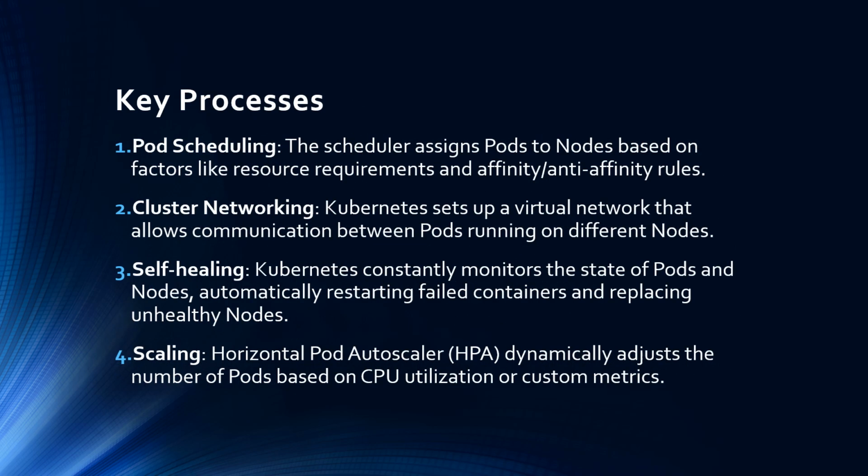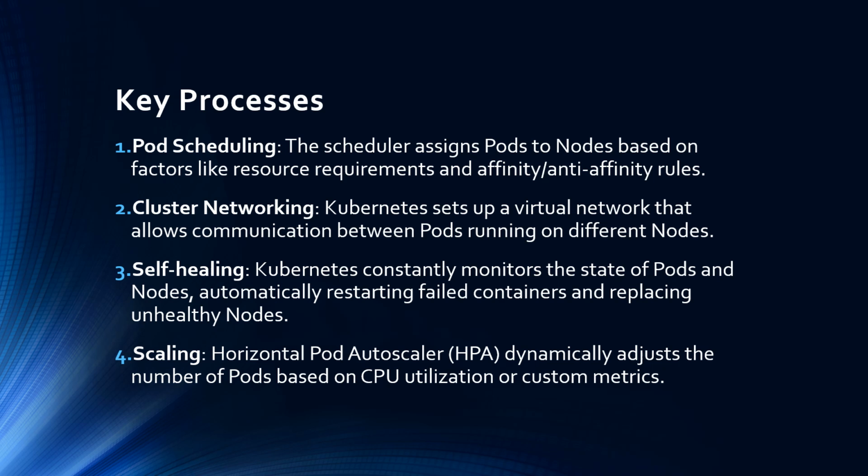Let's examine the key processes that drive Kubernetes operations. Understanding these processes is crucial for effectively managing and troubleshooting your Kubernetes clusters. Pod scheduling is a sophisticated process that determines where pods should run in your cluster. The scheduler considers multiple factors when making placement decisions: resource requirements and availability, node selector and affinity rules, anti-affinity constraints, taints and tolerations, quality of service, QoS class.